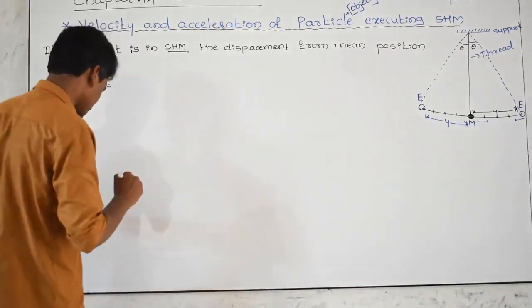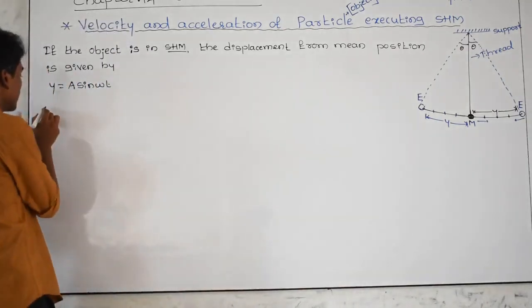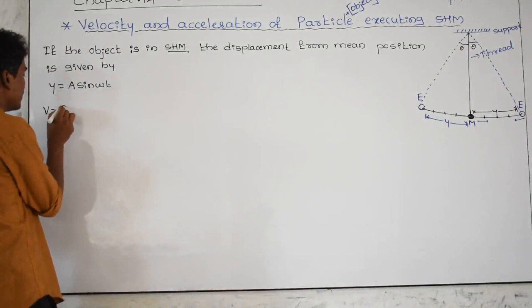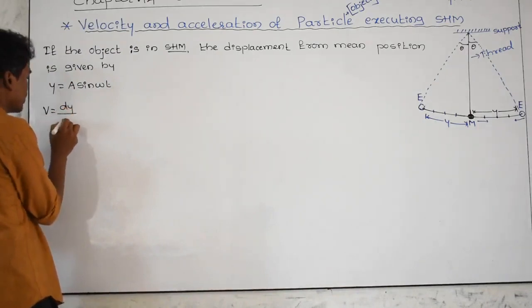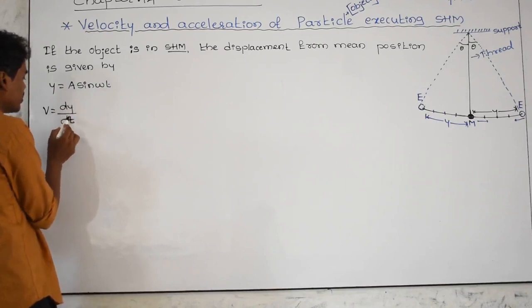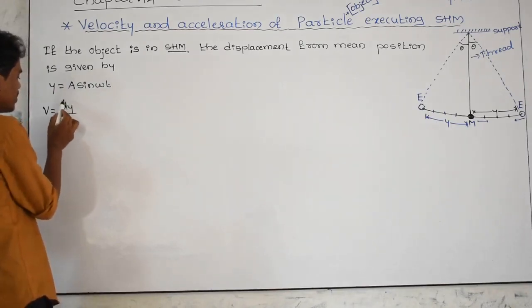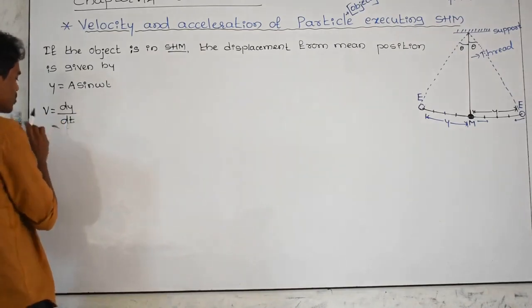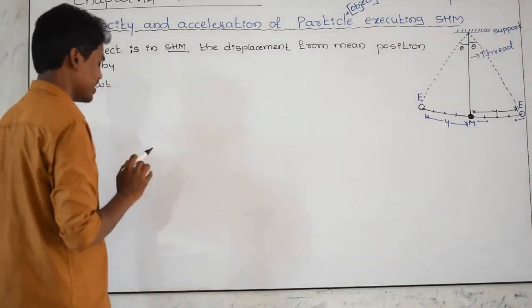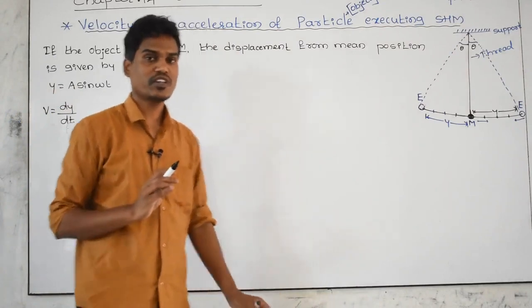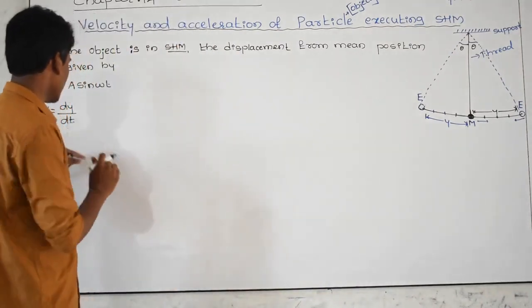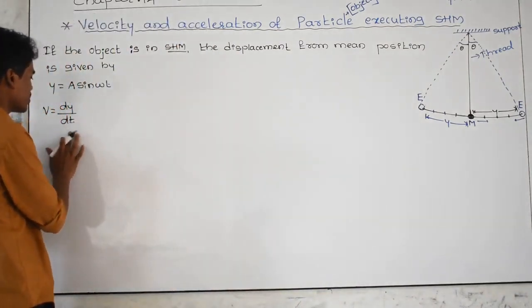Therefore, by the differentiation method, velocity is equal to dy divided by dt. It is the change in displacement with respect to change in time. If time changes, displacement changes. What do you call this quantity? Velocity. Velocity is equal to dy by dt. The change in displacement with respect to time is called velocity.